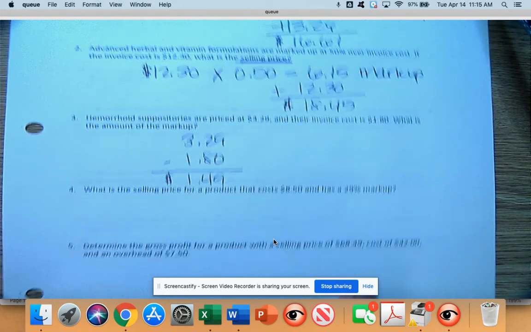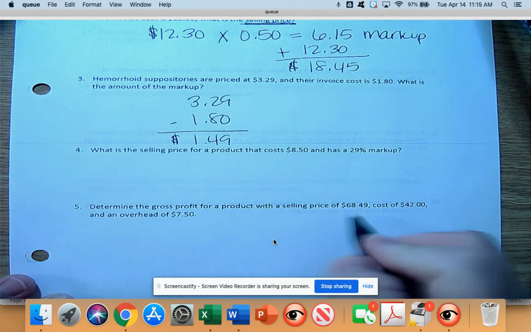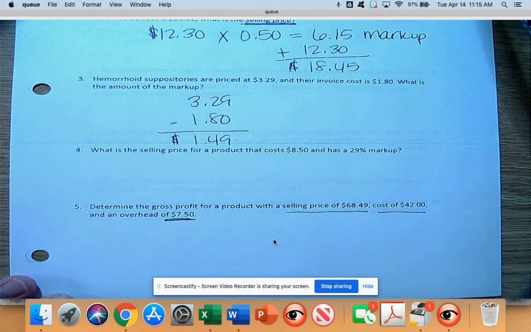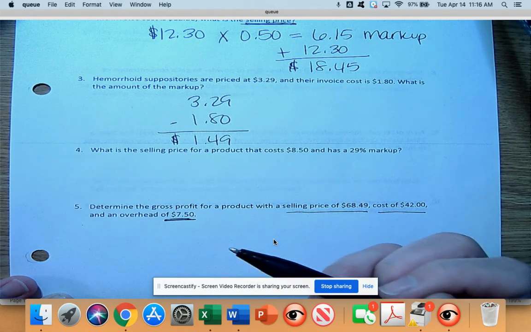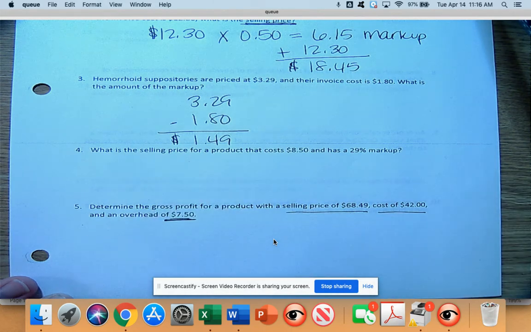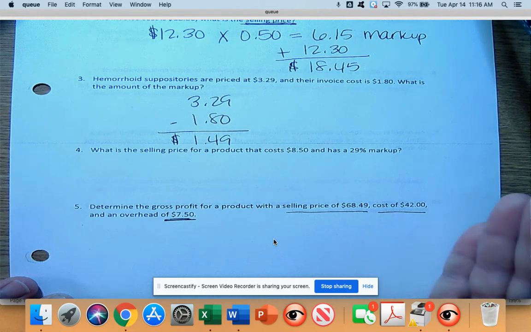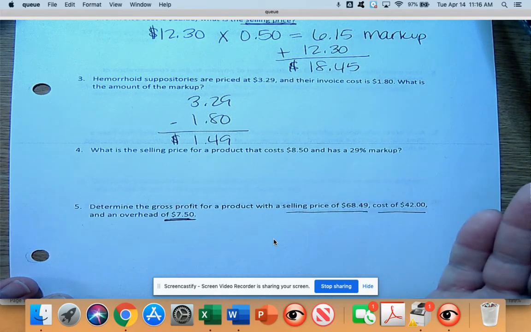And number five, determine the gross profit for a product with a selling price of $68.49. So we've got our selling price of $68.49. It cost us $42. We have an overhead of $7.50. A lot of times companies will go ahead and figure in just kind of a flat rate based on overhead, like operating expenses, cost of rent or cost of mortgage plus electricity, and then they divide it by kind of what their units are. I know the last pharmacy I worked for, they had an overhead cost of $7 per prescription figured in. So it was like they charged AWP plus $7. So they really weren't making a whole lot on several of the products. But it's different across the board depending on which company or pharmacy you work for.